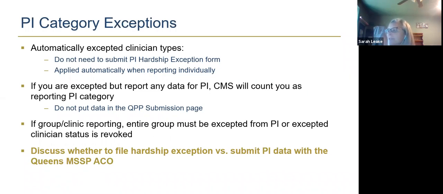And if a clinician decides to report at the group level, they will need to report all the data from all the MIPS eligible clinicians. Again, make sure that you talk with the Queens MSSP to make sure that you should file a hardship exception versus submit your PI data.